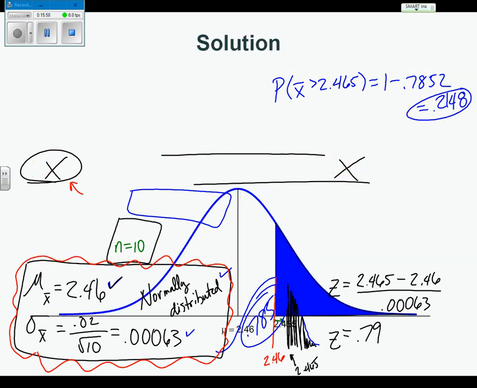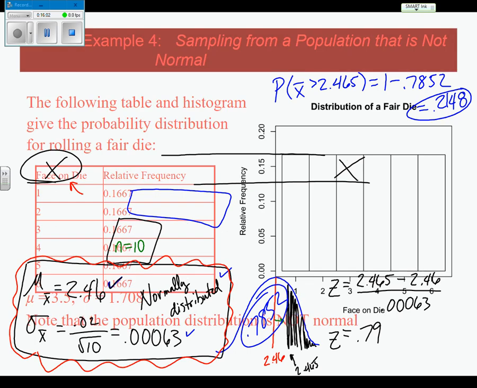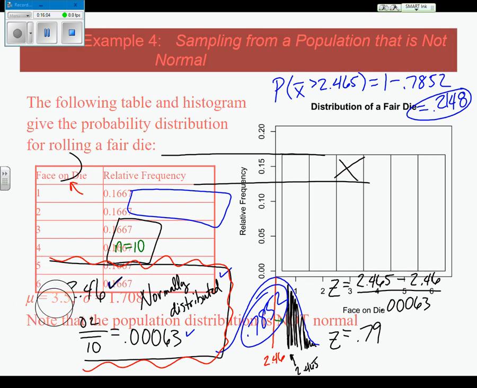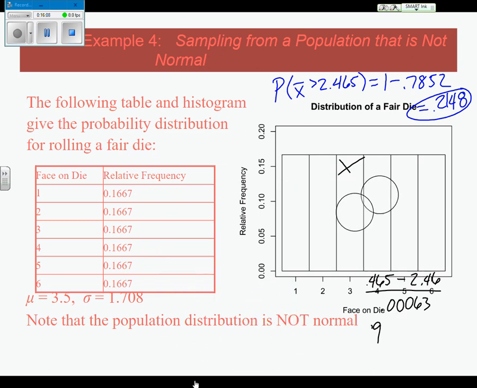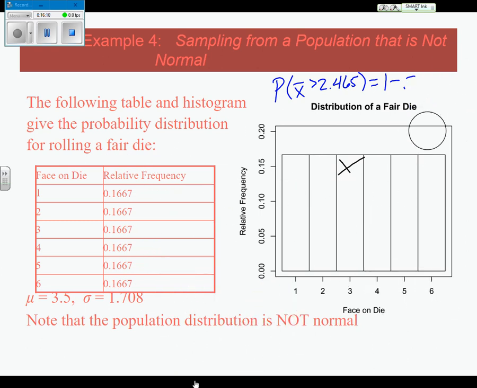I want to talk about something. What if I have something that's not normal? This throws people off every year, and I'm not sure why. So I'm going to take something that's not normal, and I'm going to say rolling a die. If I roll a die, I have a 1 in 6 chance at getting either a 1, a 2, a 3, a 4, a 5, or 6. They're all the same. I have a 1 in 6 chance at getting all those.